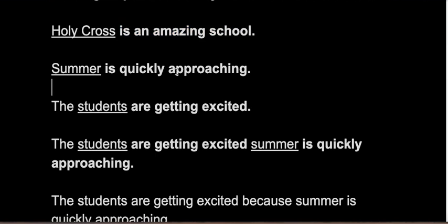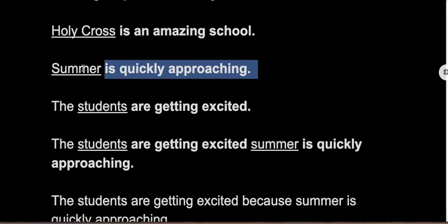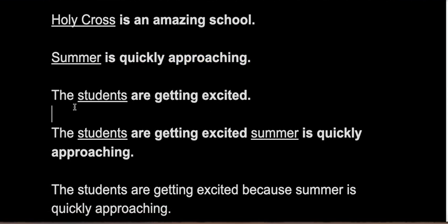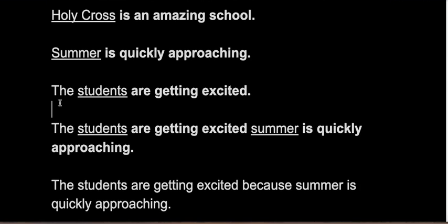Summer is quickly approaching. Who or what is it about? It's about summer. What about it? Summer is quickly approaching. Subject, predicate. Let's try another one. The students are getting excited. Who or what is the sentence about? It's about the students, and what words tell about them? Students are getting excited. Subjects, predicates.